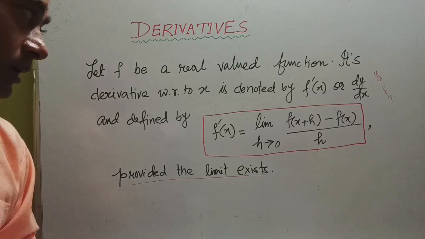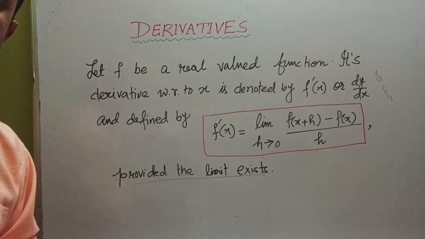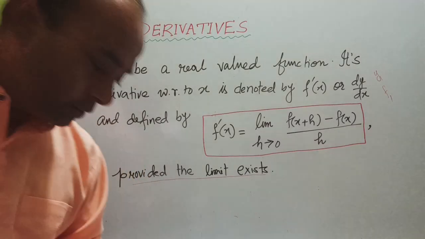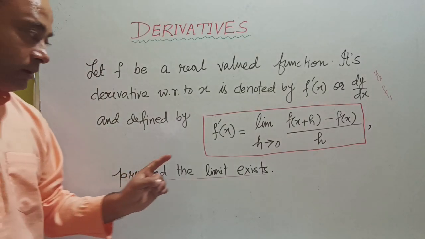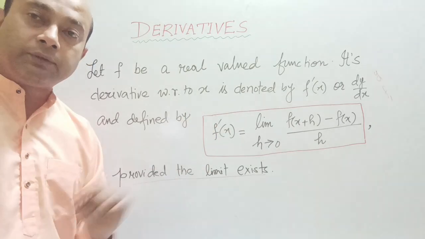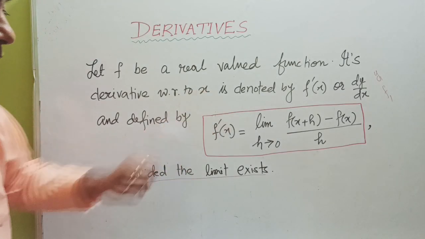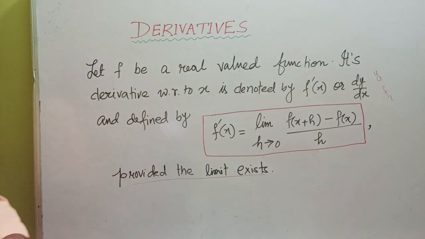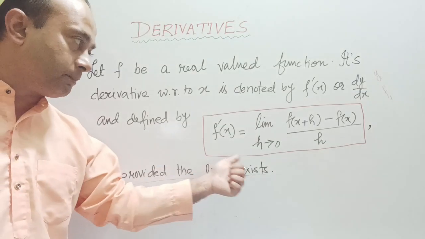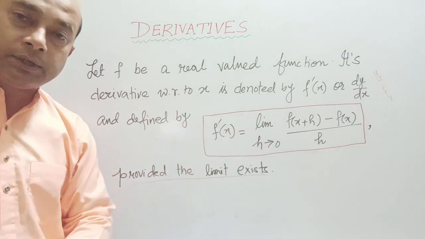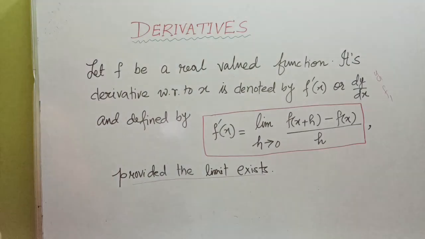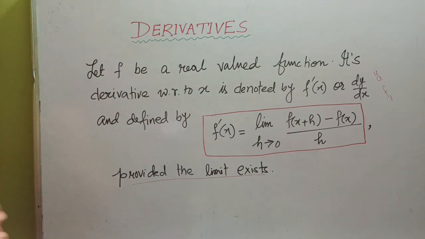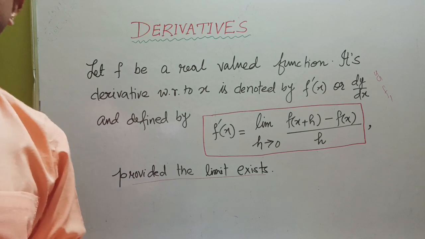Now let us see some illustrative examples. Before going to an illustrative example, let me tell you one more thing. Evaluating the derivative by using this formula is known as derivative by first principle. Whenever we find the derivative by using this formula that we have written in terms of limit, it is known as derivative by first principle. So whenever a question comes, it will come this way.